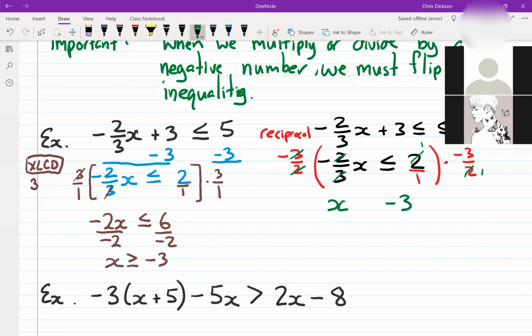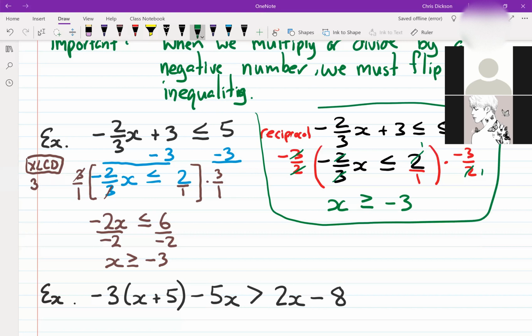Now, I do have to be careful, though, because I multiplied by negative 3 over 2. So when you multiply or divide by a negative number, you have to flip the inequality symbol. So it is going to switch over to that. Now, that's a one step process, but you have to keep track of more things, whereas the other way is more lock step.